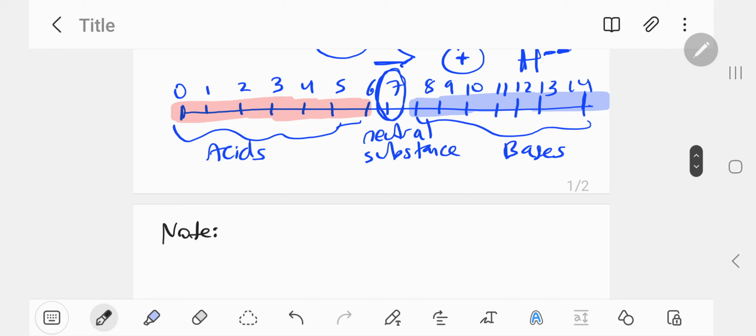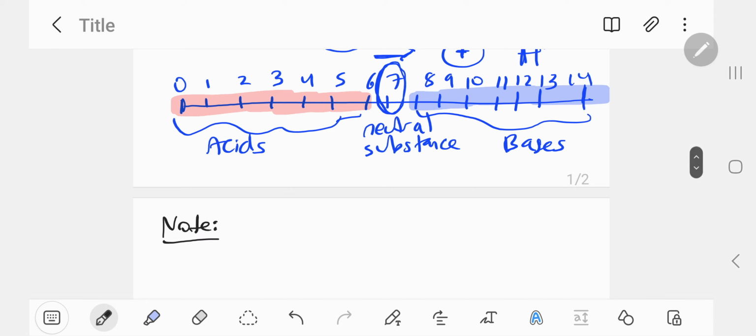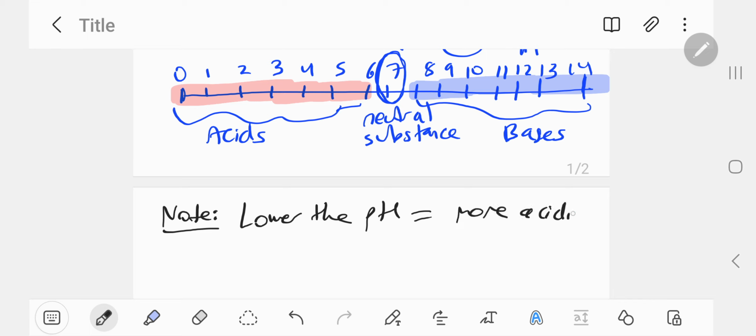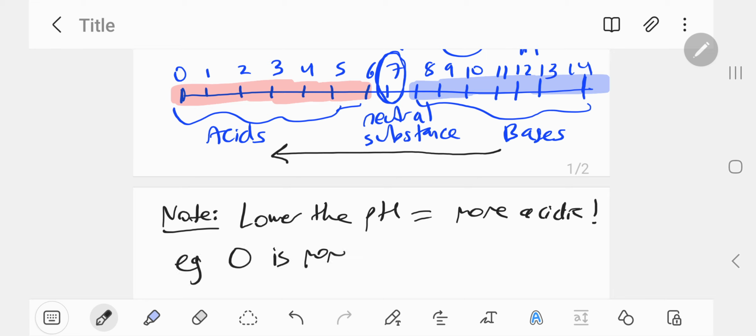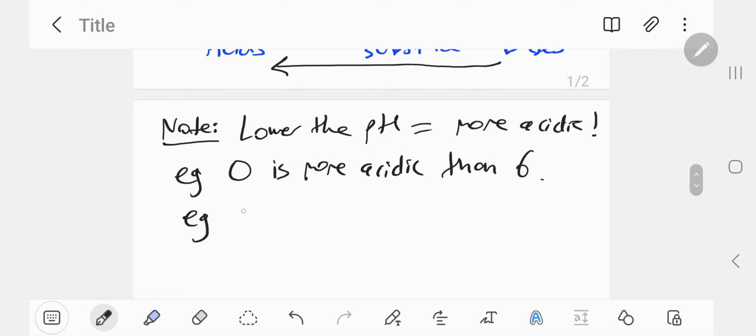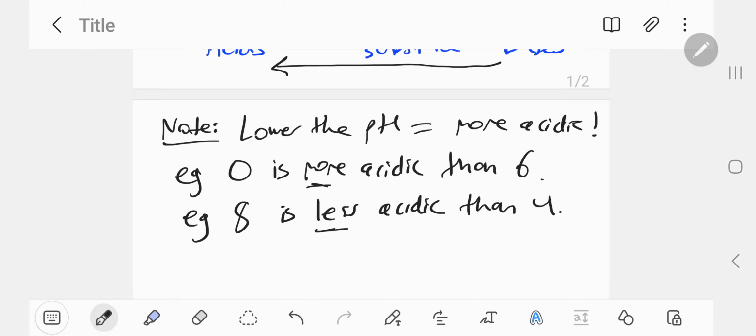Just a note here as well. Students get confused with this every time I teach it. Remember that the lower the pH, the more acidic something is. The lower the number, so 0, for example, is more acidic. So a substance with a pH of 0 is more acidic than a substance with pH 6. Another example, a substance with pH 8 is less acidic than a substance with a pH of, let's say, 4.